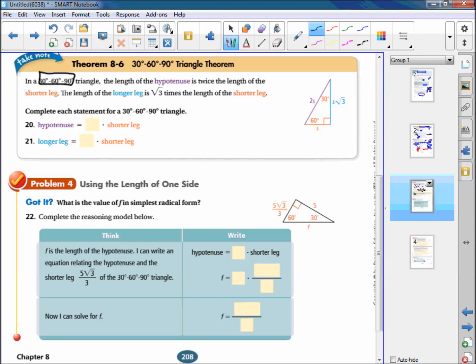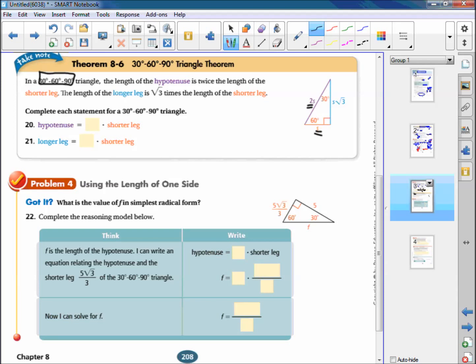Okay. So the length of the hypotenuse is twice the length of the shortest leg. So the shortest leg, which is across from the smallest angle, is going to be half as long as the hypotenuse, or the hypotenuse is going to be twice as long as it. Okay? And then the longer leg is going to be the square root of 3 times the shorter leg. So once I know the shorter leg, I can times it by the square root of 3 to get the long leg, or I could times it by 2 to get the hypotenuse.